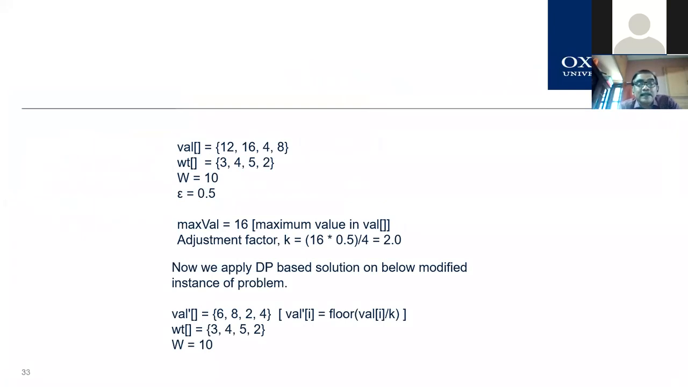For example, you take this particular knapsack problem. I have a value, and I have weight actually. So what I will do is I will try to scale down by means of an adjustment factor. If I take the maximum value, 16 here, multiplied by 0.5, half the factor, and divided by 4, that is the number of instances, it gives a value of 2. So now I will scale down the values by this factor. So 12 divided by 2 is 6, 16 divided by 2 is 8, 4 divided by 2 is 2, and 8 divided by 2 is going to be 4. In other words, suddenly my values are coming down to a lower value.